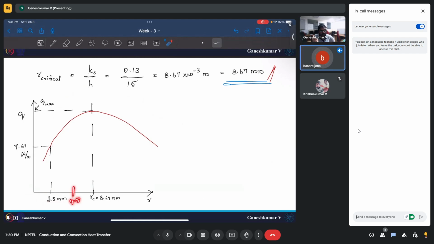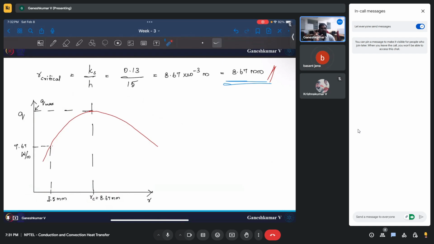Heat flux will increase. Exactly, because 4.5 mm is still less than the critical radius. Until the critical radius, heat flux will increase. The heat flux reaches maximum at 8.67 mm. So I can keep on adding insulation until 8.67 mm, for which I will get maximum heat out.